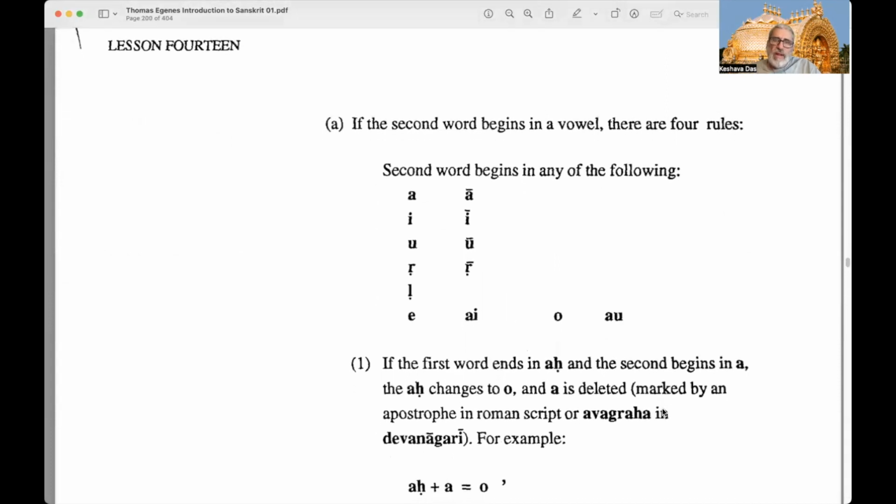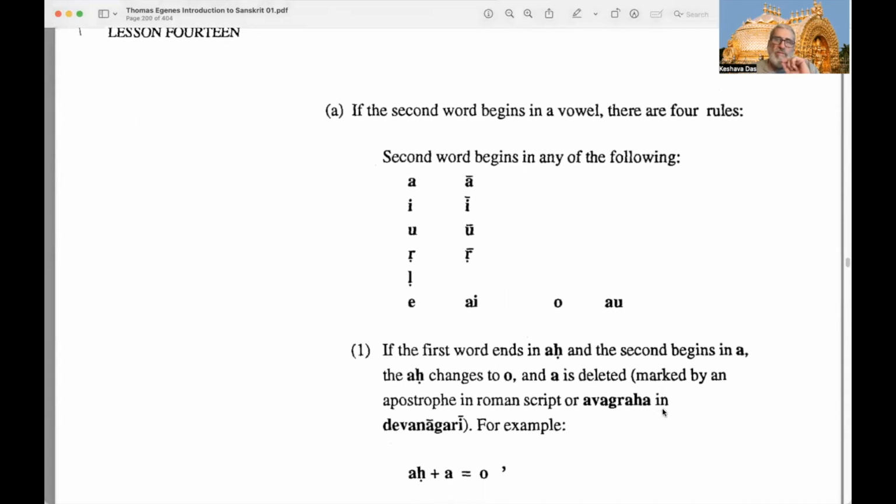Now, if the second word begins with a vowel. We're talking about Visarga sandhi, the sandhi rules when a word ends in Visarga. Very rarely a word may have Visarga inside it, but right now we're just talking about when the Visarga comes at the end of the word. So if the next word begins with a vowel, the second word begins with any of the following: e, ri, a, i, o, au.